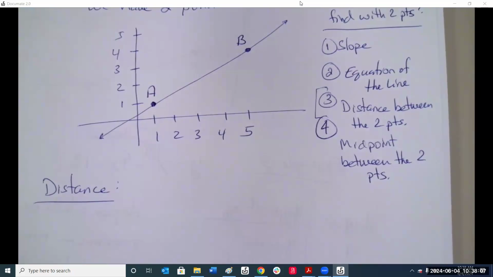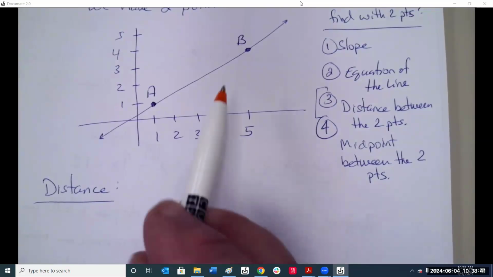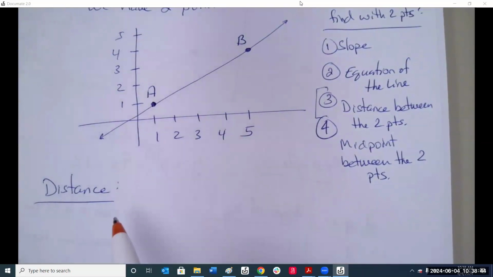Does anybody have a guess on how we'd find the distance? Do we know any formulas to find the distance? What's that? That finds slope. You've heard this equation before. That's the equation of a line. That's the slope again. Let's look at this. It'll come to you when we start drawing pictures.